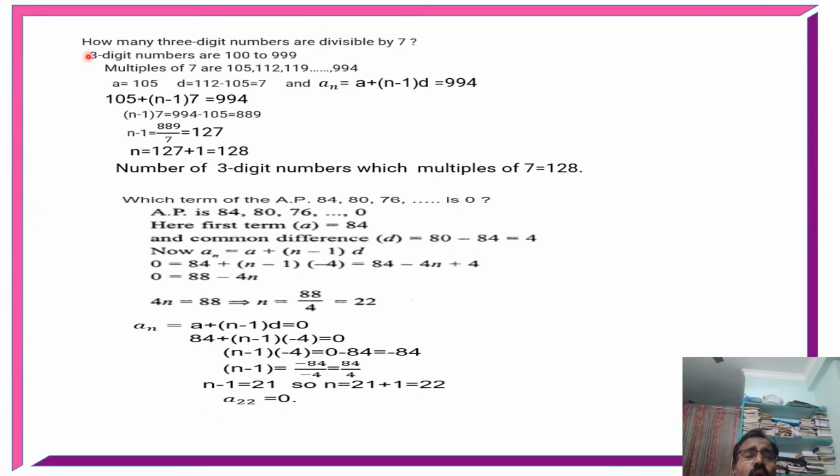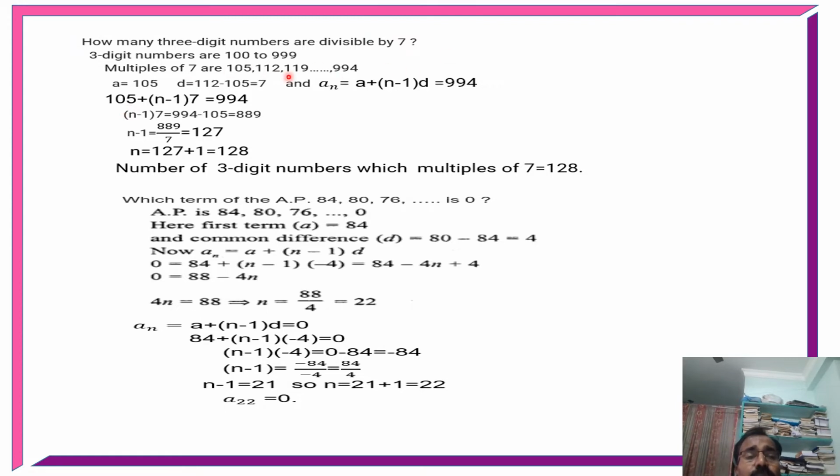Here it is given: how many 3-digit numbers are divisible by 7? First we should know what the 3-digit numbers are. 3-digit numbers start from 100 and end with 999. From this, we should find the multiples of 7. So the 3-digit multiples of 7 are 105, 112, 119, and so on. 994 is the last 3-digit number which is divisible by 7.